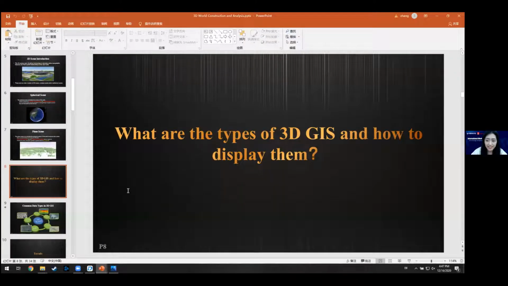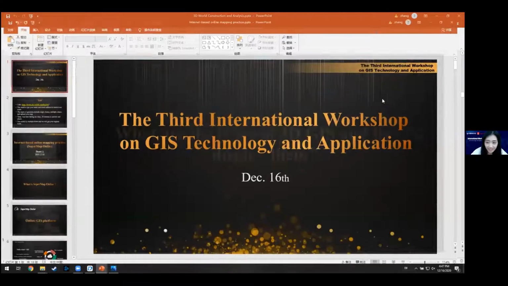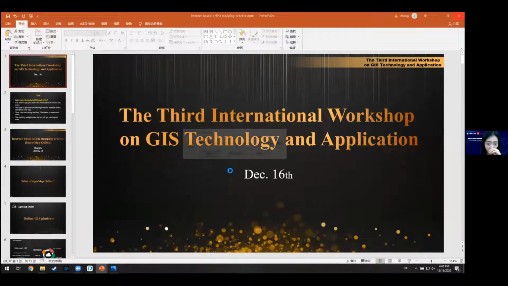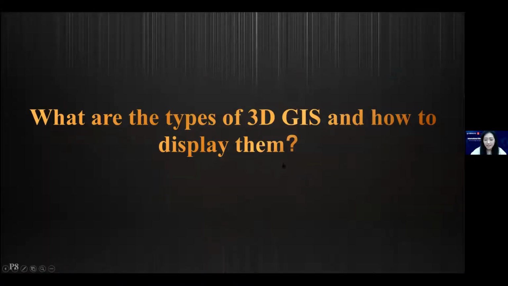So let me find my PowerPoint. Okay, so that is the 3D scene and how to store the 3D data. And then, what are the types of 3D data and how to display them?